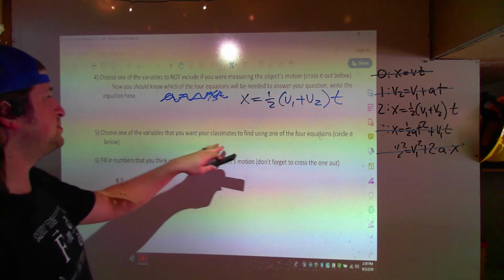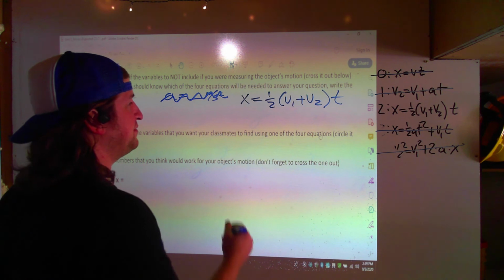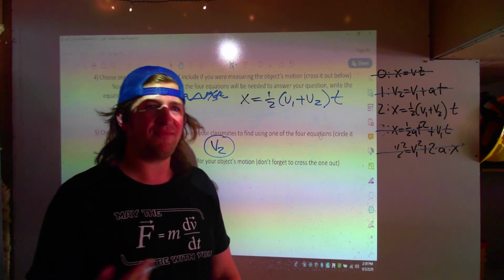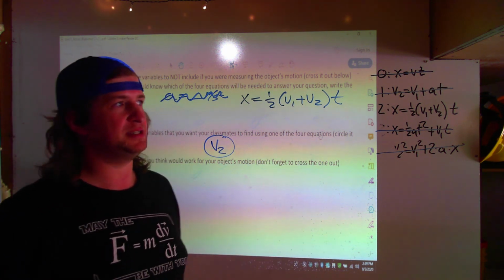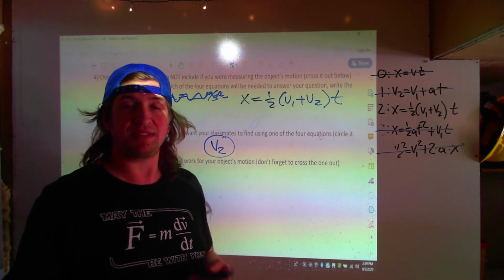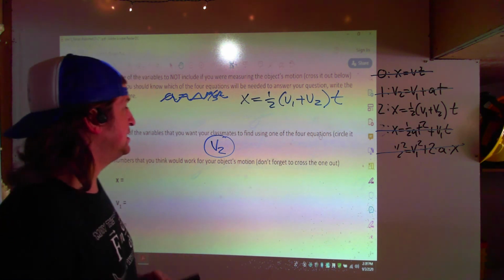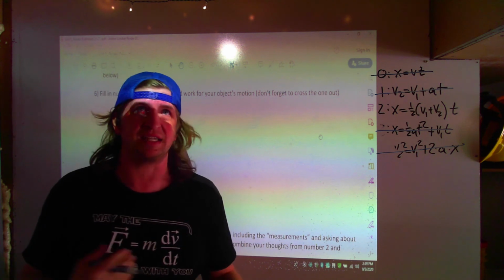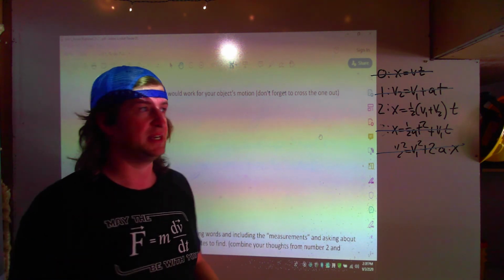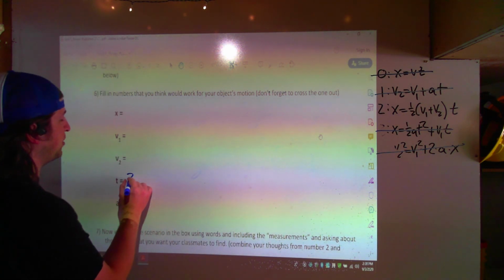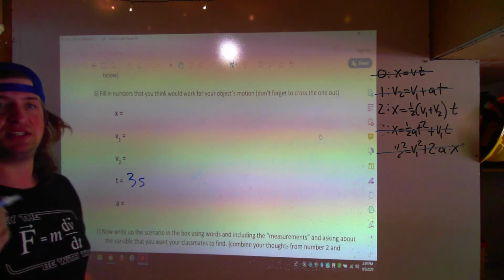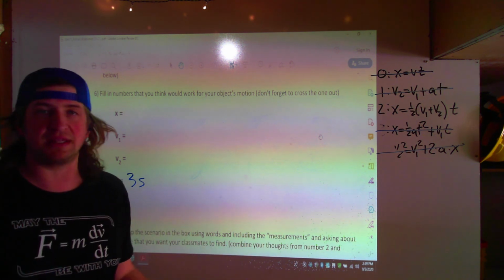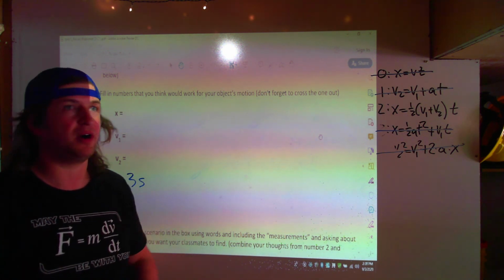Now, if we're going to choose one of the variables we want our classmate to find using the 4 equations, I want v2. In my case, I want to know how fast my dog goes. I've been told she's fast, right? People see her running, and they're like, that dog's pretty fast. So let's find out. I'm just going to be making up some numbers here based on things I know about her and the situation. Just guesstimating, I think it took her about 3 seconds to go from rest to her maximum speed, and I'm just eyeballing that. We don't have a lot of precise equipment here. We're all at our homes.